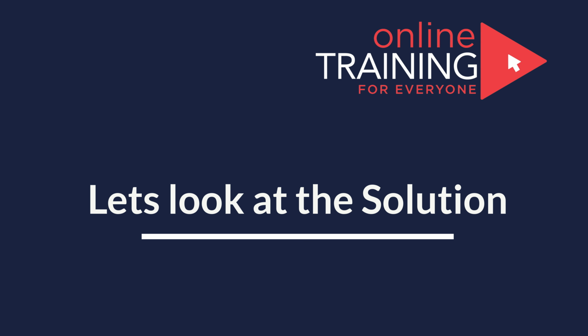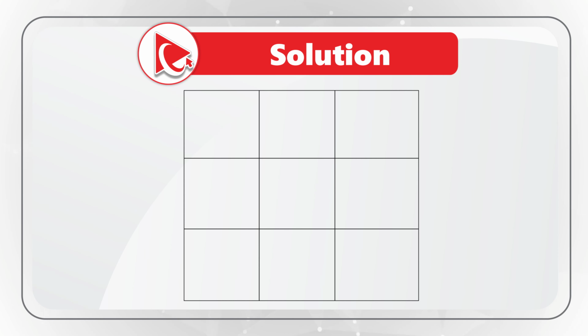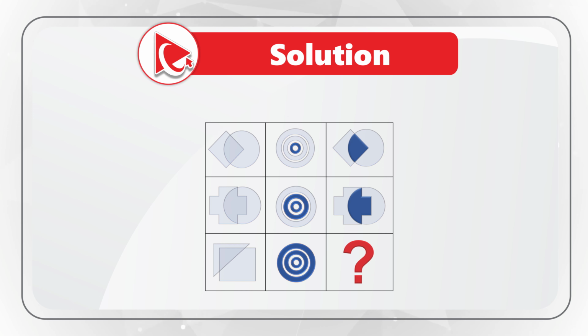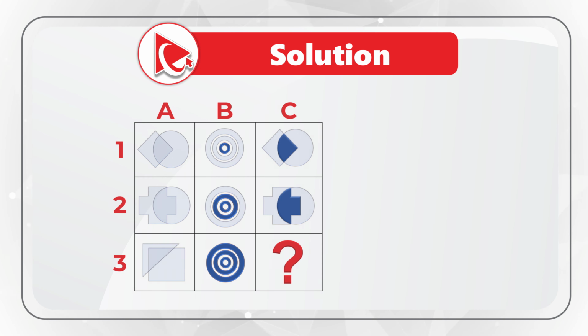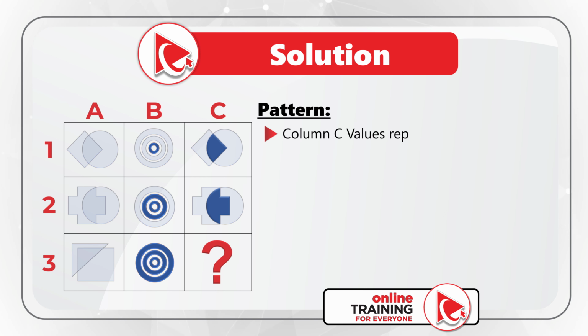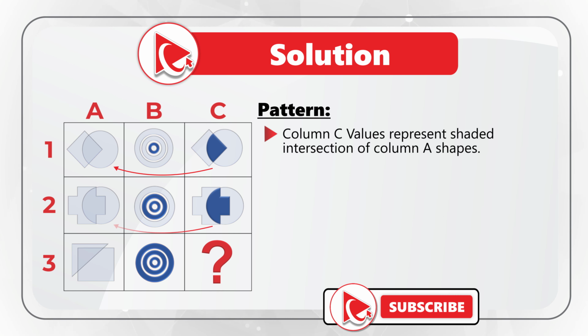Are you ready? Because I am moving forward to share with you my version. And obviously, if you have a better way to solve it, please make sure to post in comments. Let me first add some references to the matrix. We will name columns A, B, and C, and we will name rows 1, 2, and 3. And you probably noticed here, but column C values represent shaded intersection of column A shapes.